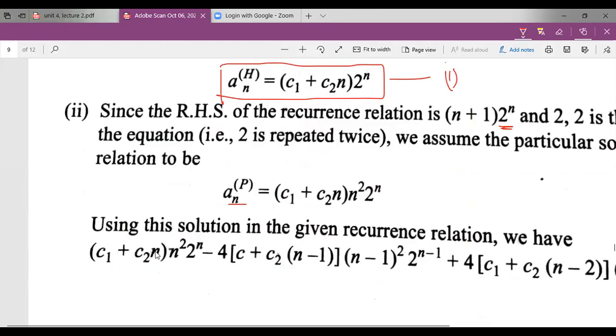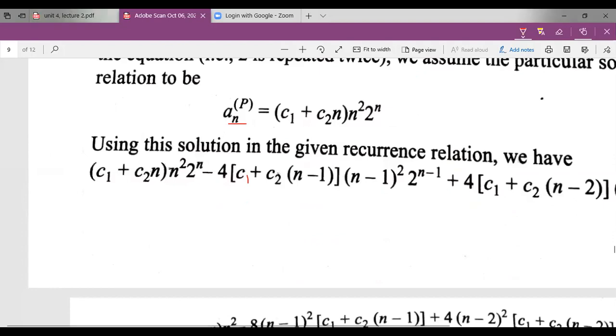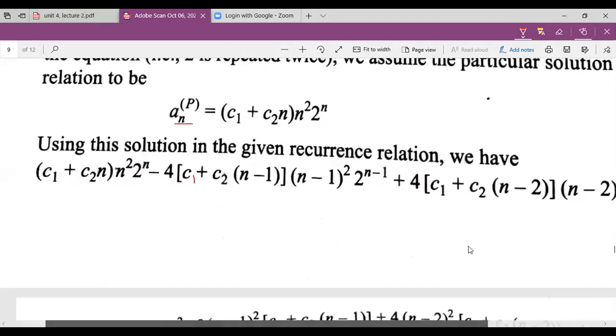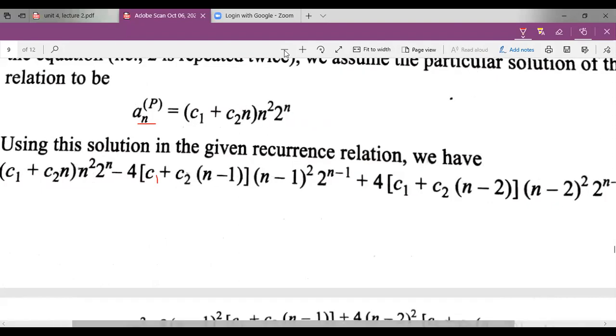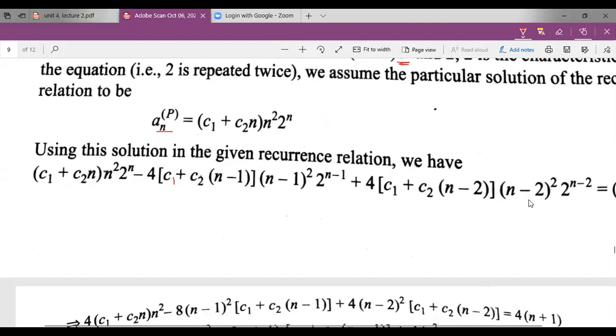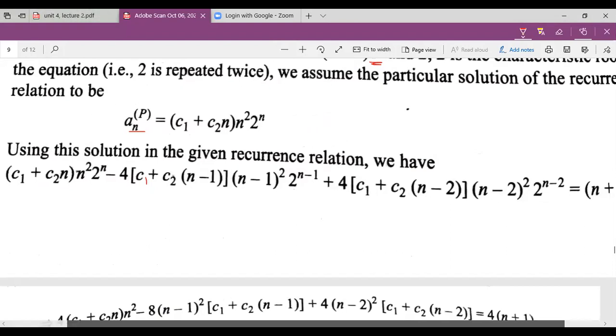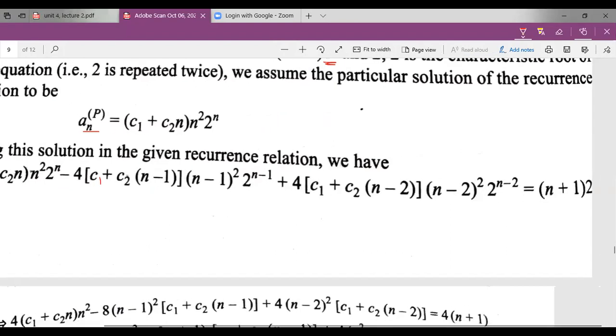So (C1 plus C2 n) into n square 2 power n, minus 4 into (C1 plus C2 into (n minus 1)) into (n minus 1) whole square 2 power n minus 1, plus 4 into (C1 plus C2 into (n minus 2)) into (n minus 2) whole square 2 power n minus 2, is equal to (n plus 1) into 2 power n. Okay.